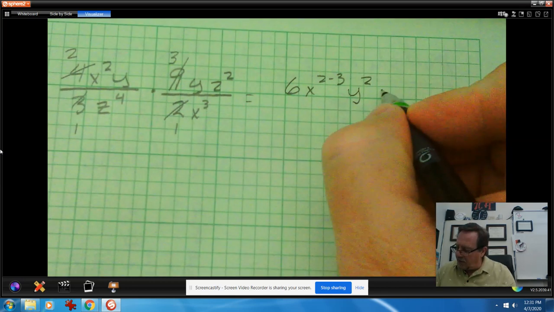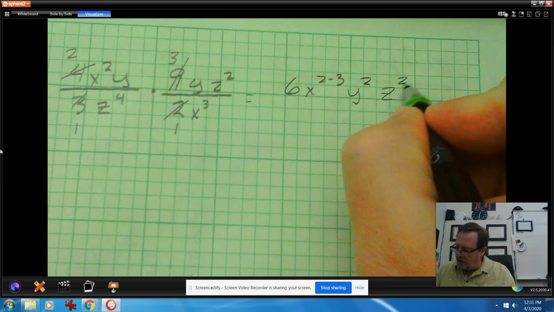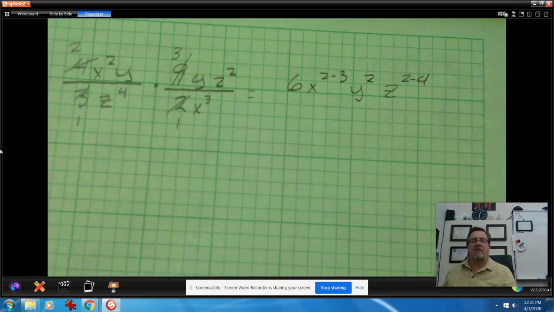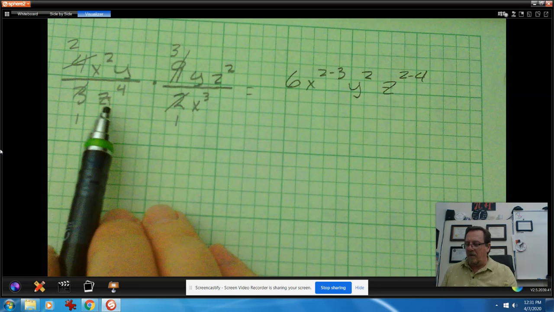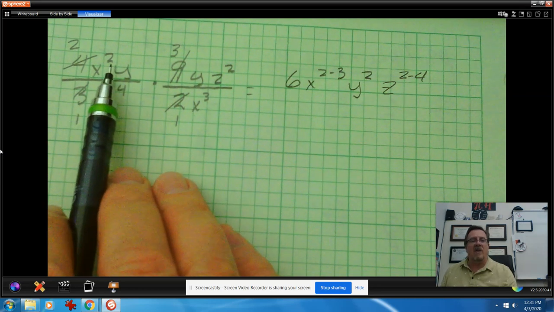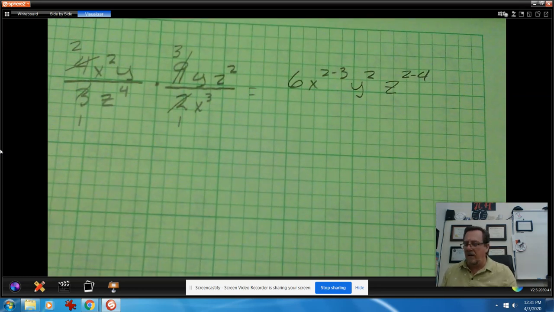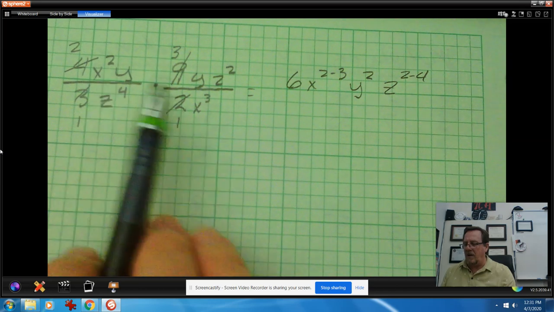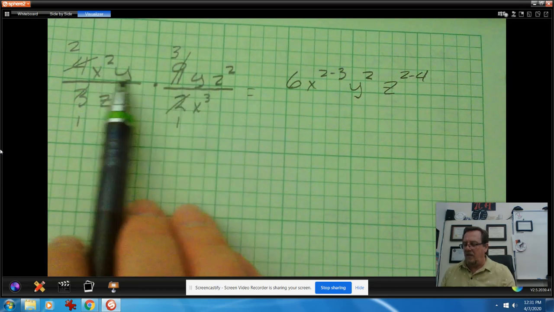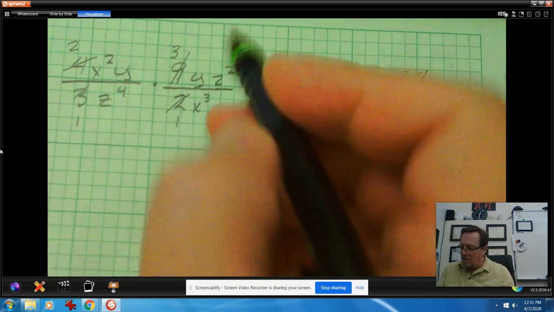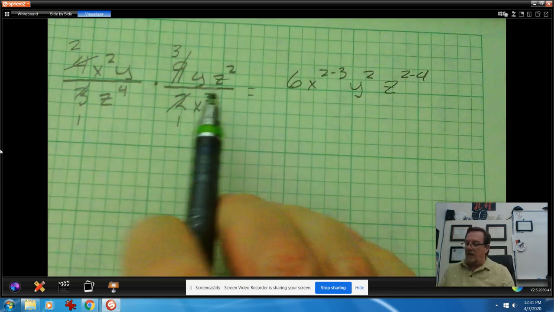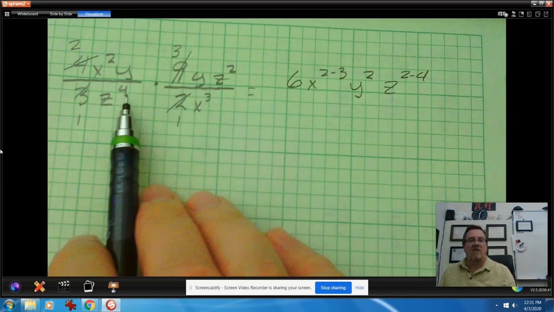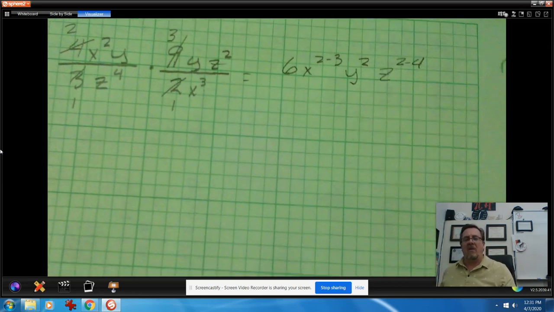So yeah, we should probably write that as z to the 2 minus 4. Now, you always have to subtract the one that's in the denominator from the one that's in the numerator. So when you look at this, it's like 2 minus 3, and the one that's upstairs is the numerator. So I've got to go 2 minus 4. Just in case you were wondering.